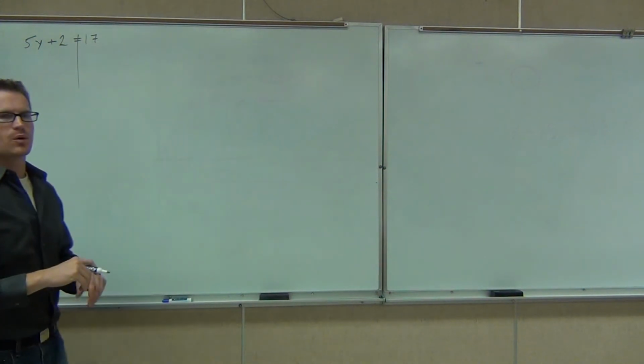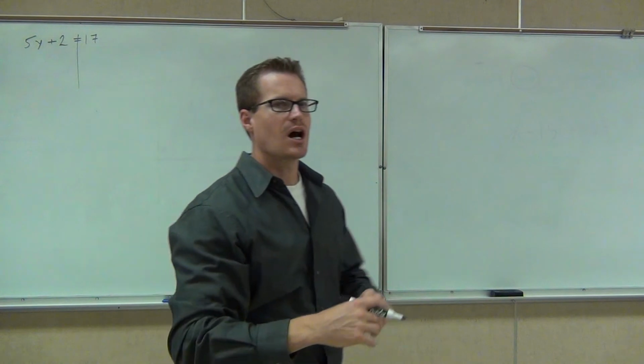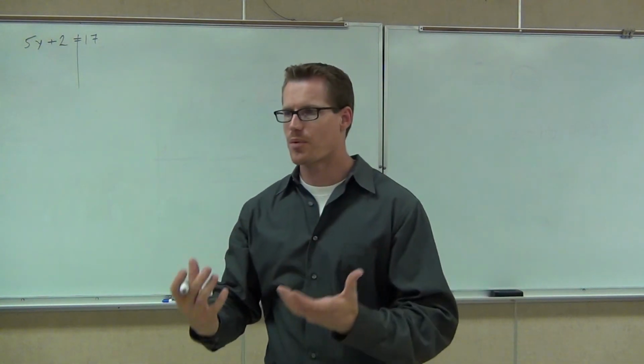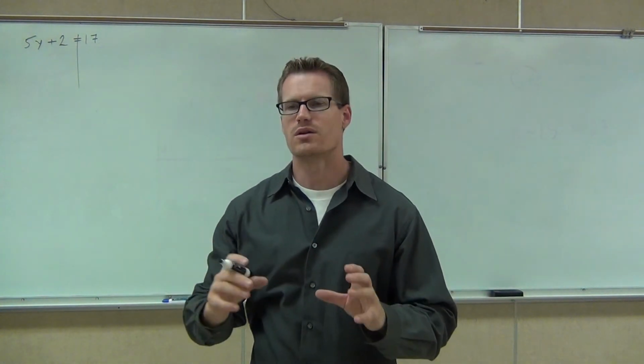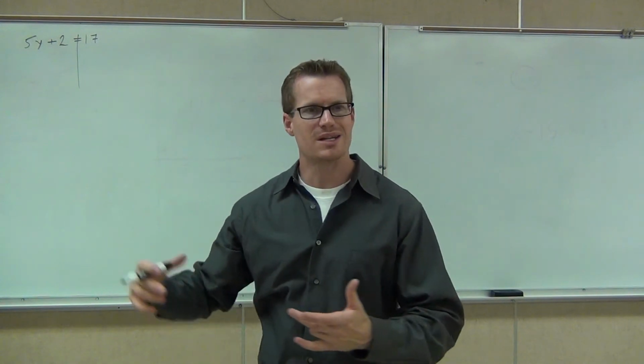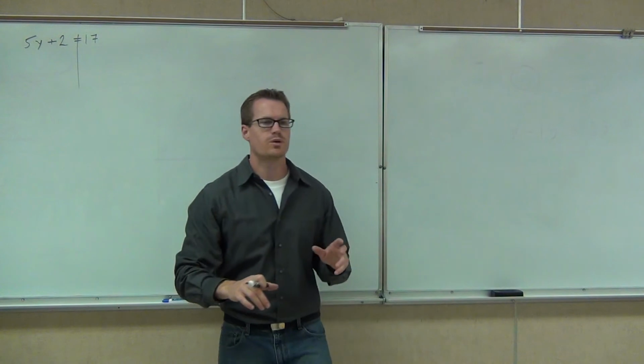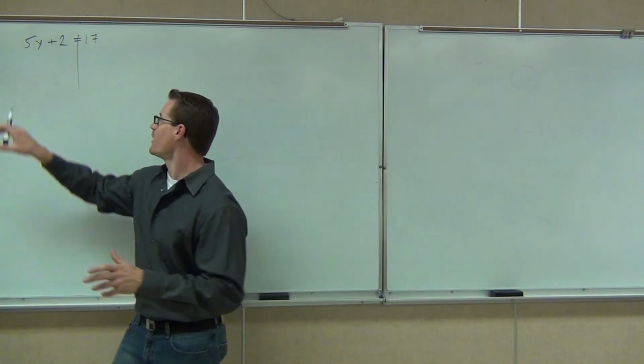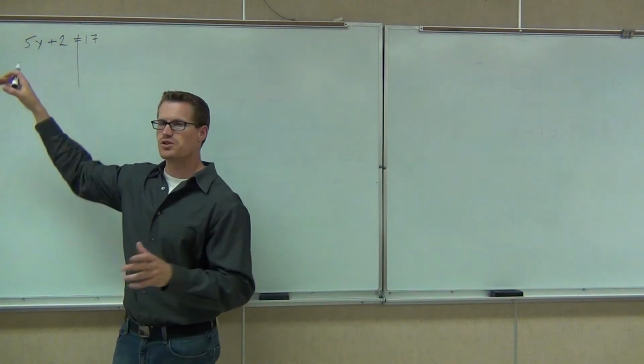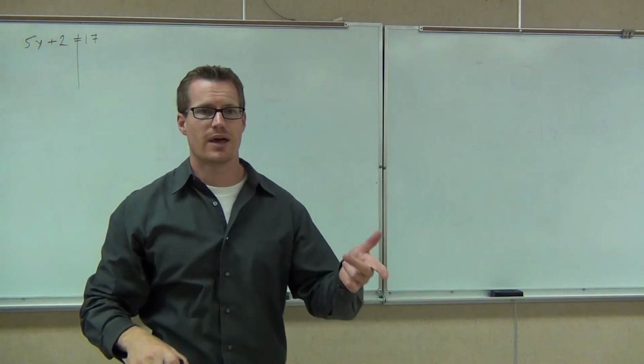If you remember about Friday, what we talked about was we're trying to undo operations which are around our variable. So in our case, we're trying to get rid of or eliminate both the 5 and the 2. The question is which one we do first. Do we try to eliminate the 5 first, or do we try to eliminate the 2 first? And I think I gave you some answers on that on Friday.